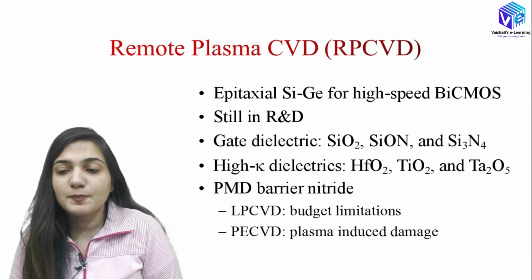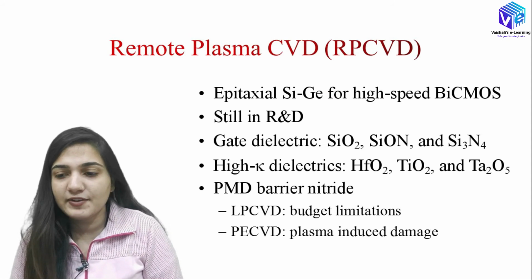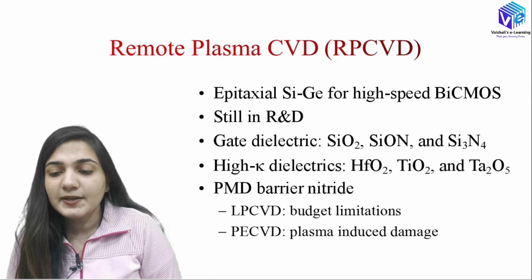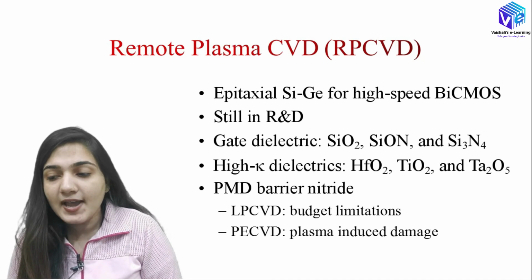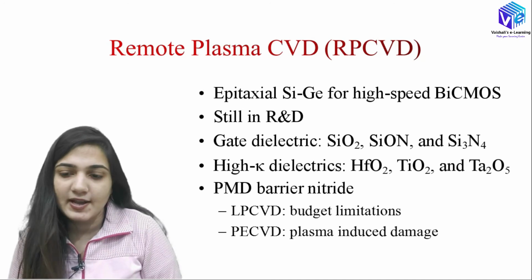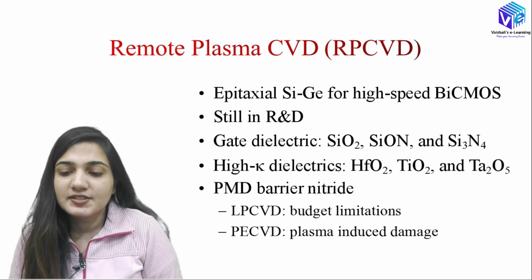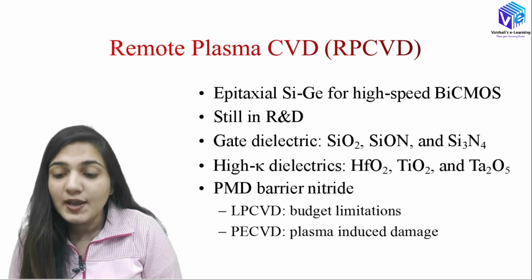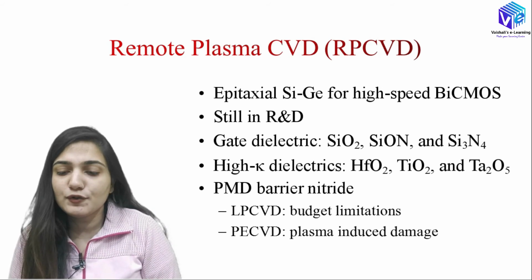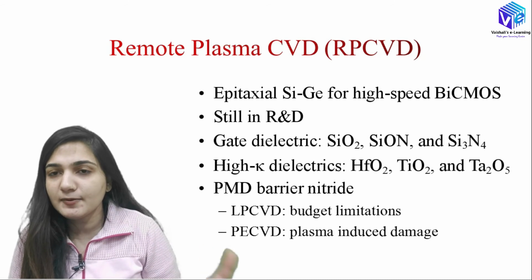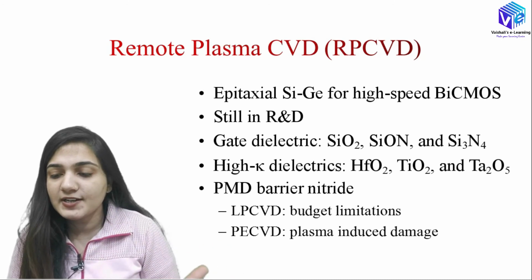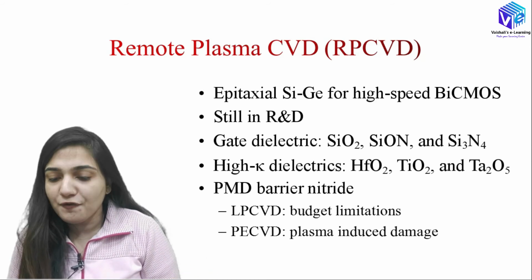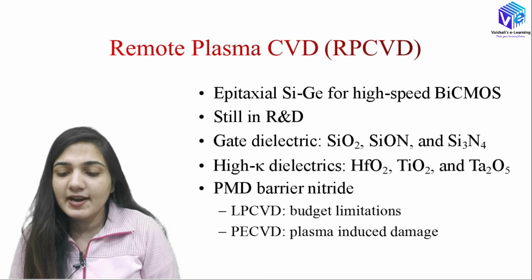Now coming to the remote plasma CVD process. How are we using the remote plasma for chemical vapor deposition? We are using epitaxial silicon germanium for high speed BiCMOS devices. But it is still in the research and development phase. We are using SiO2, SiON and Si3N4 as the dielectrics. If I want to use high dielectric constant materials, I will be using HfO2, titanium oxide and Ta2O5. We can have the PMD barrier nitride also.